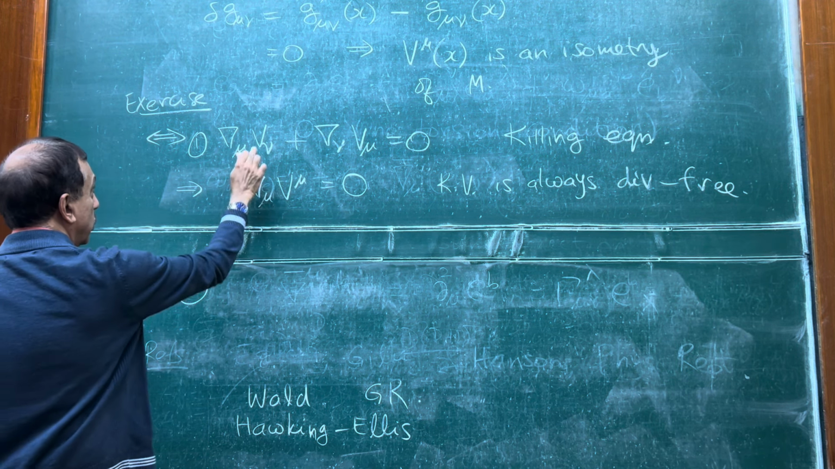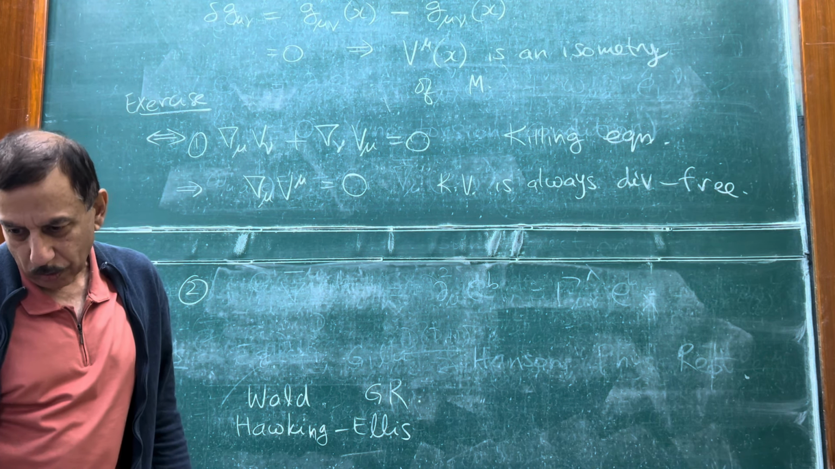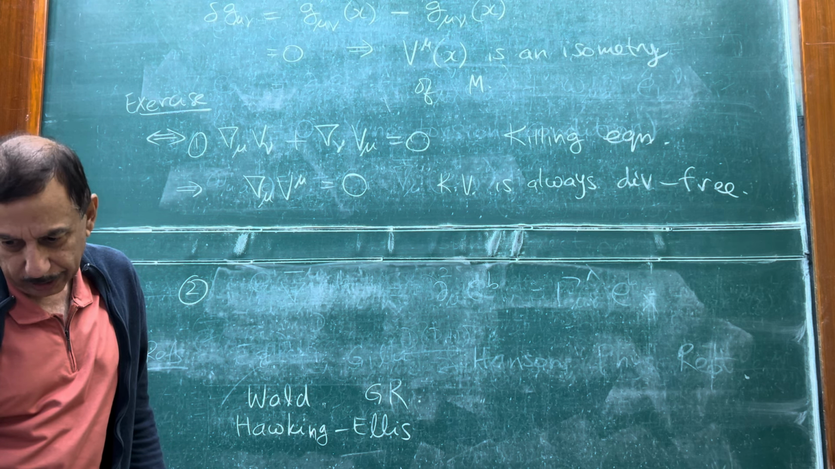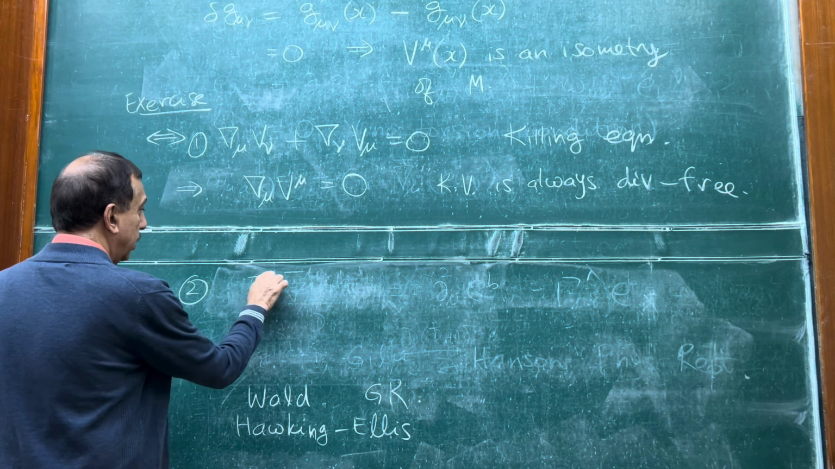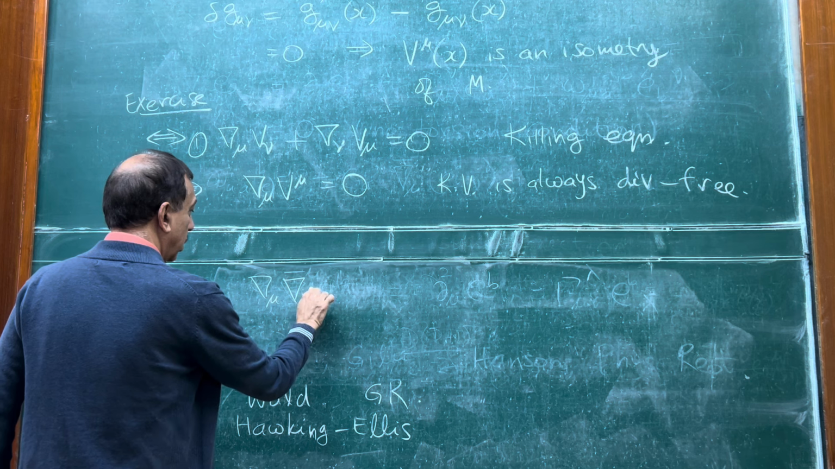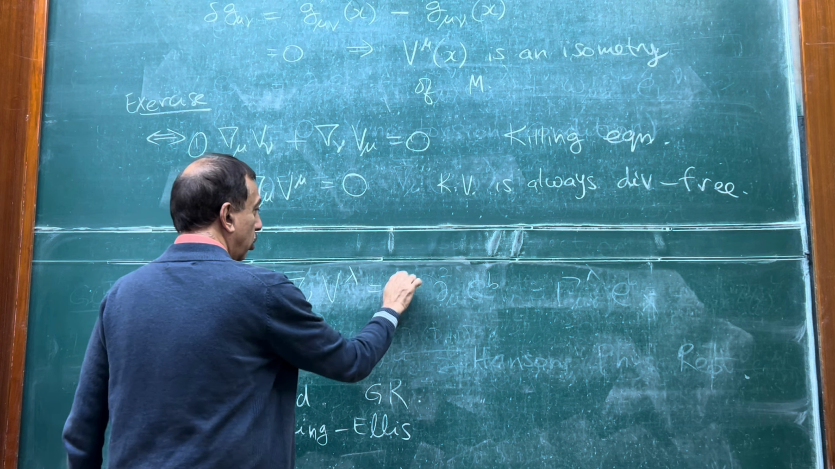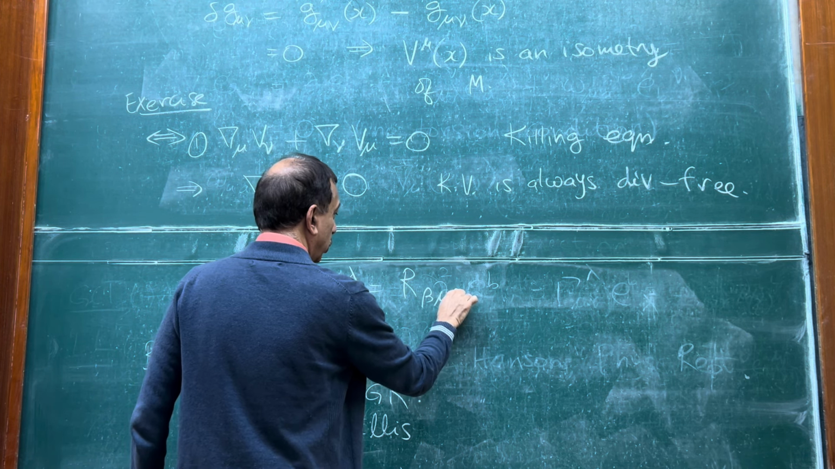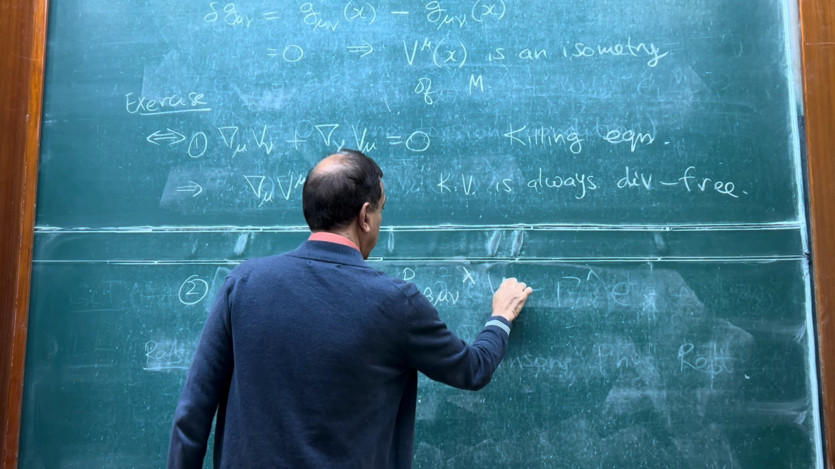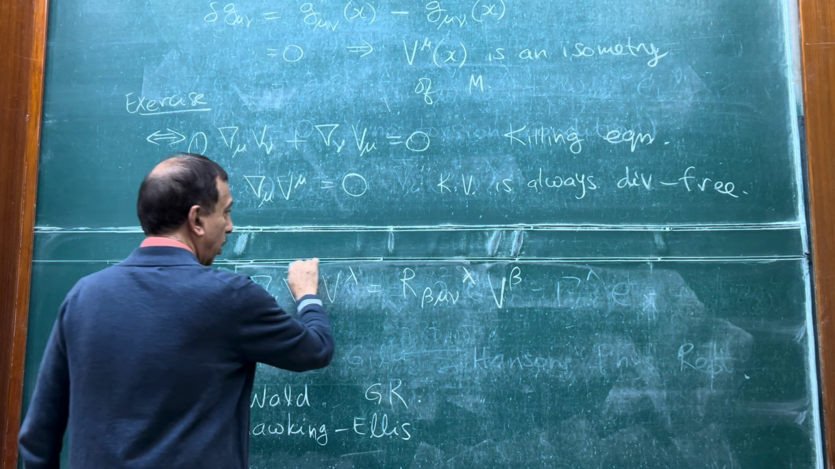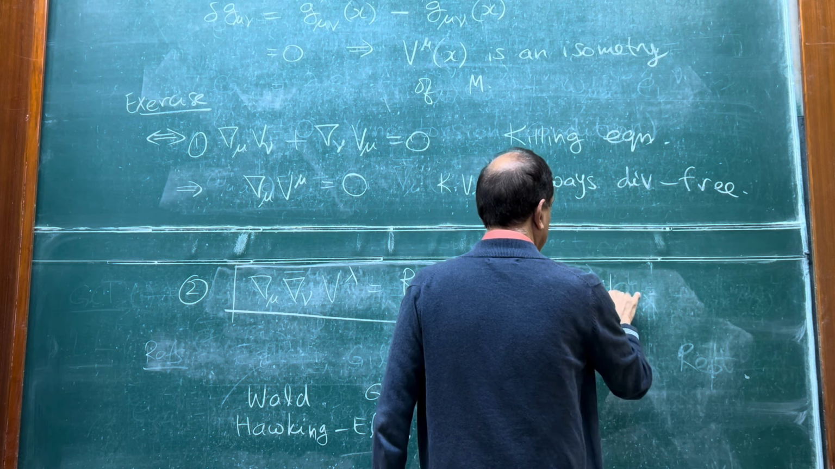And there's a second equation which follows from this. It follows from two things. One is the Killing equation and the other is the commutator. So first let me write it. It's a second order equation. Del mu del nu V lambda is equal to R beta mu nu lambda V beta, where R is the curvature. This is called the Killing vector lemma.